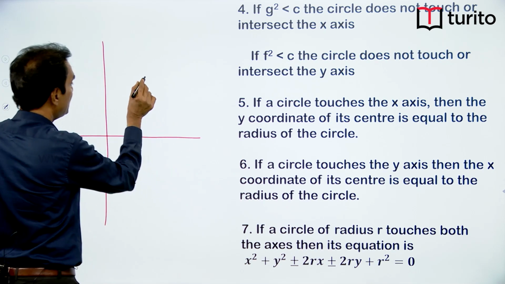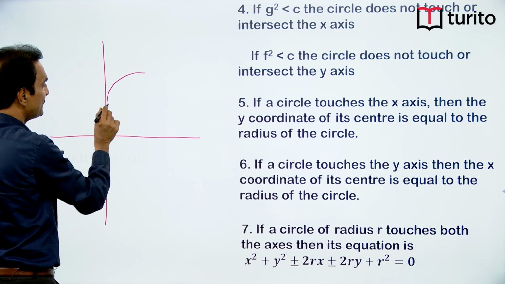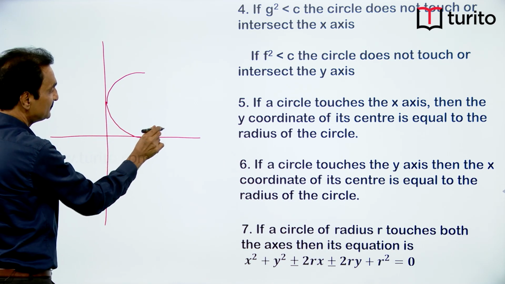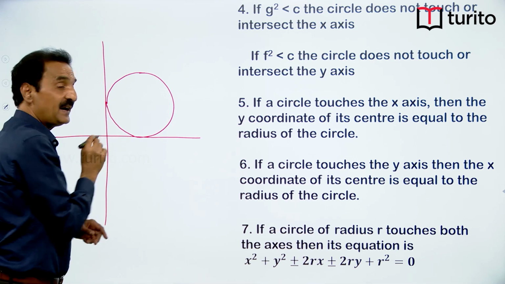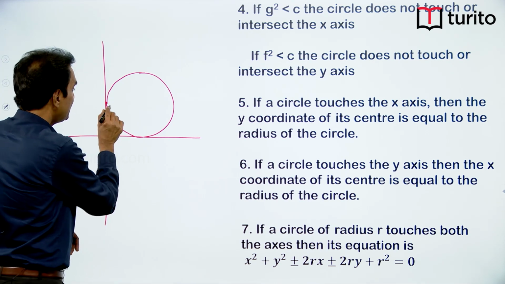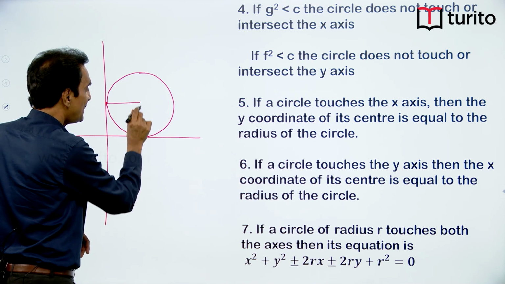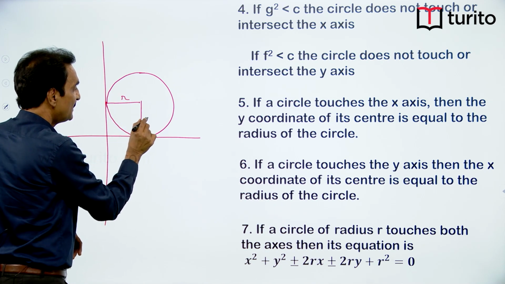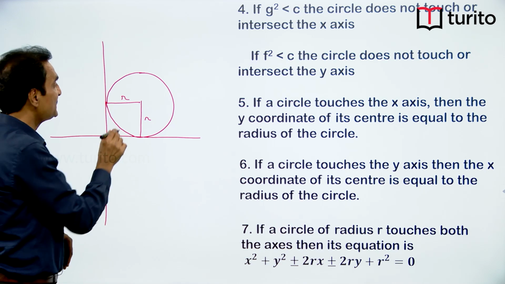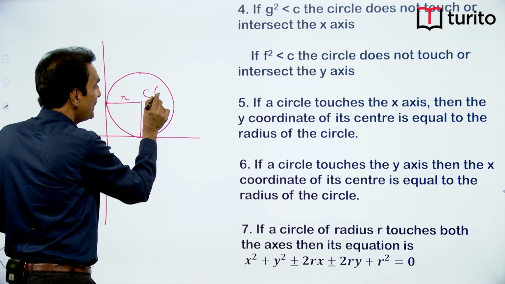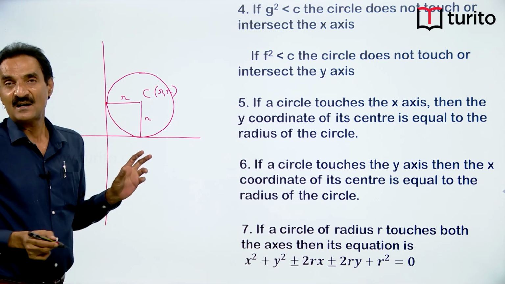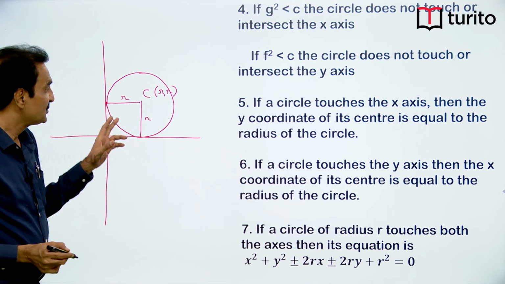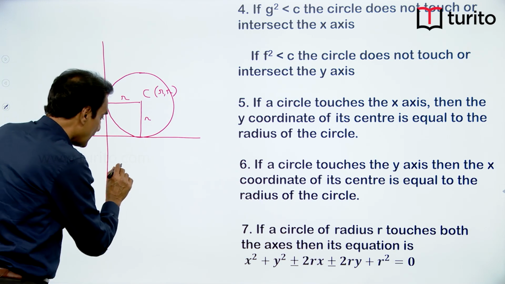Draw a circle touching both the axes. If the radius of the circle is r, then this is r, this is r. So, what will be the coordinates of the center? Center will be (r, r). Center is (r, r), radius is r. So, what will be the equation of the circle?